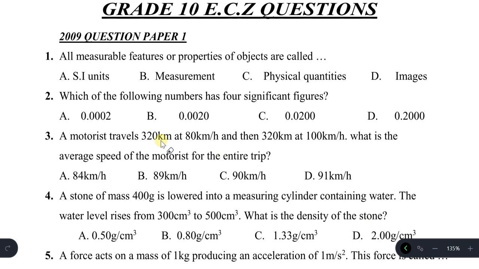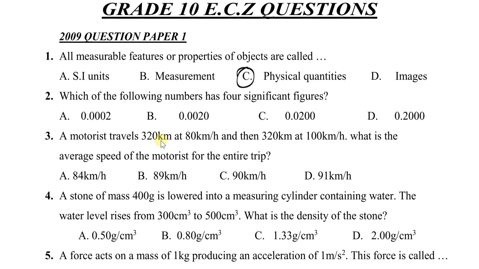In today's video I want us to revise a few questions from this pamphlet here, which says Grade 10 ECZ questions, 2009 Paper 1. So we'll start with this one here. Number 1 says all measurable features or properties of objects are called what? So all these measurable features of the object are called physical quantities. So the answer is C here.